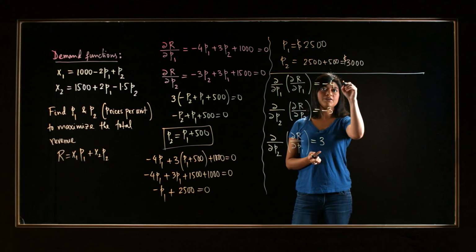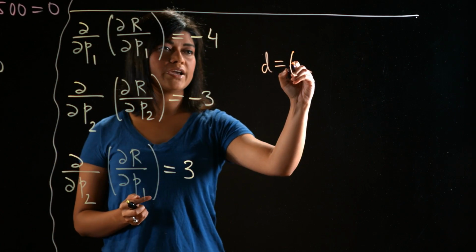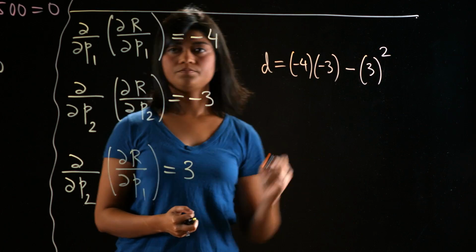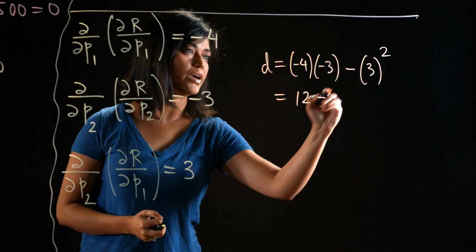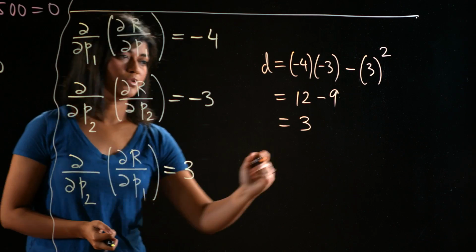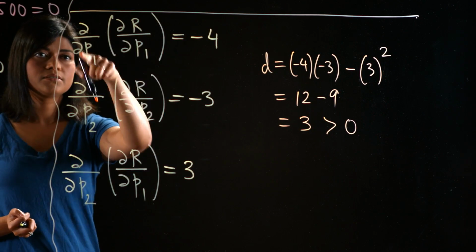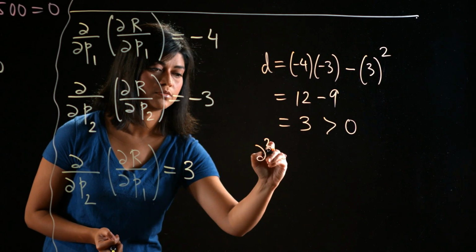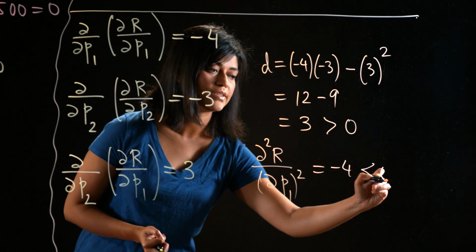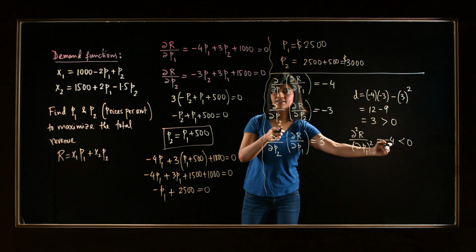And recall that using these we have to compute a quantity D. So D is the product of these two, negative 4 times negative 3, and then minus 3 squared. So this is equal to 12 minus 9, and so this is 3, which means D is positive at the critical number. And we know that the second partial is negative 4, so this is negative. And recall the second partial test: if D is positive and this guy is negative, that means it's a max.